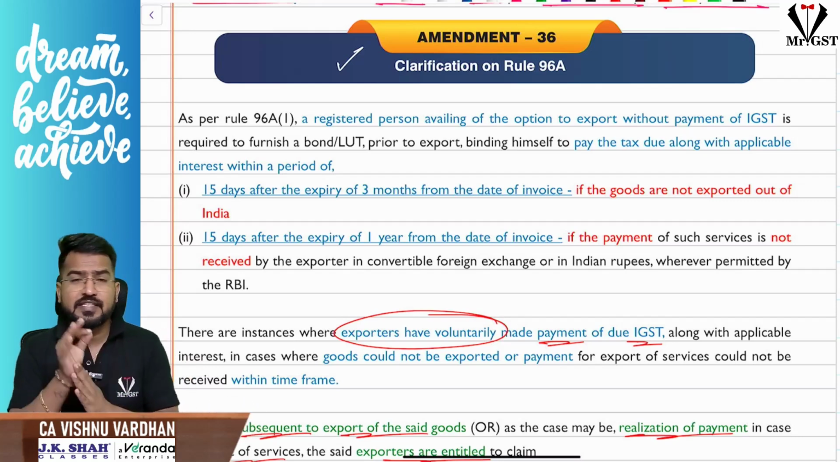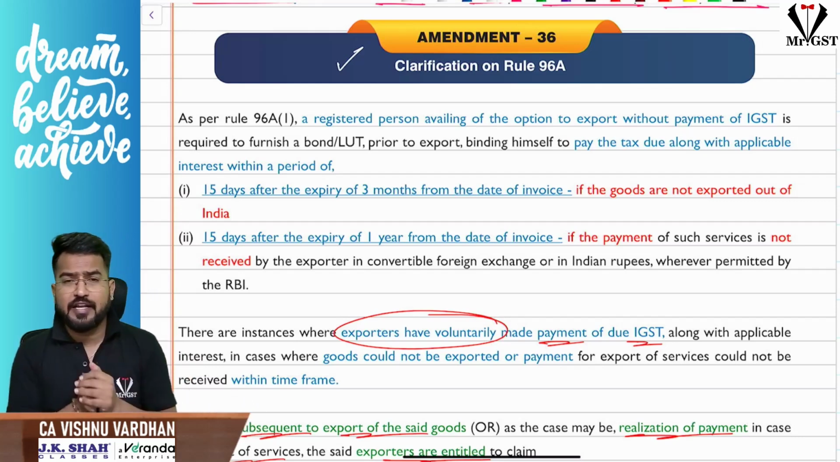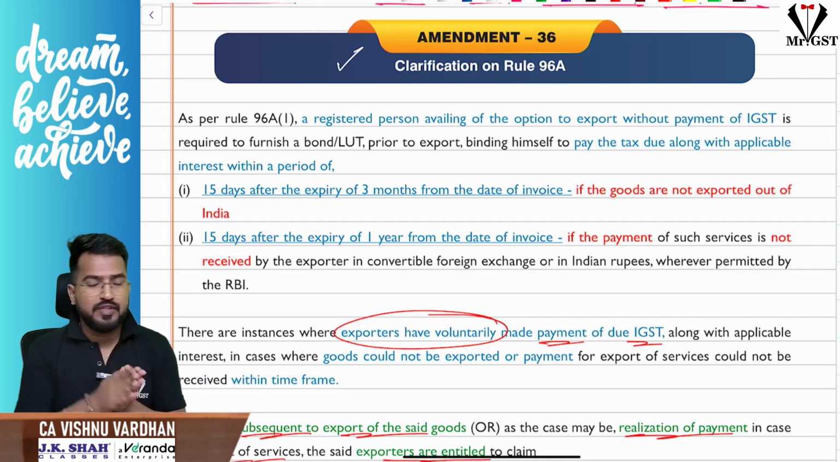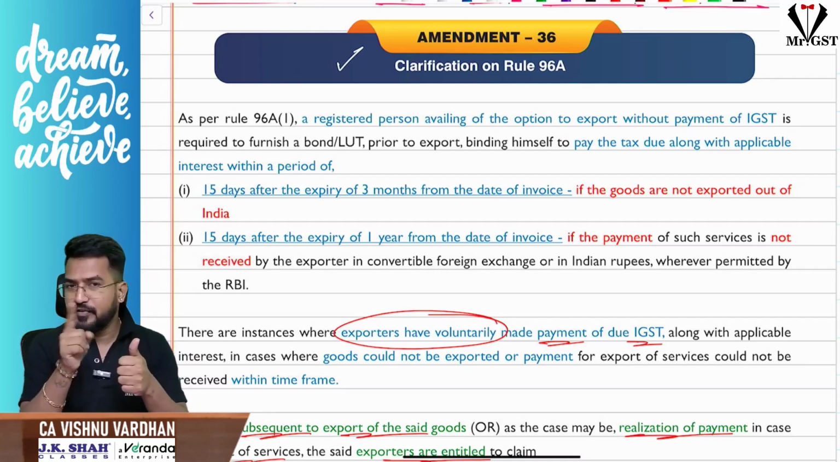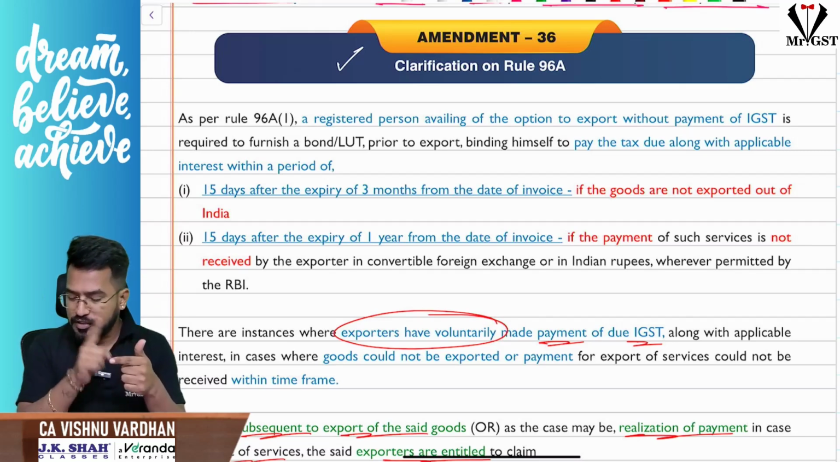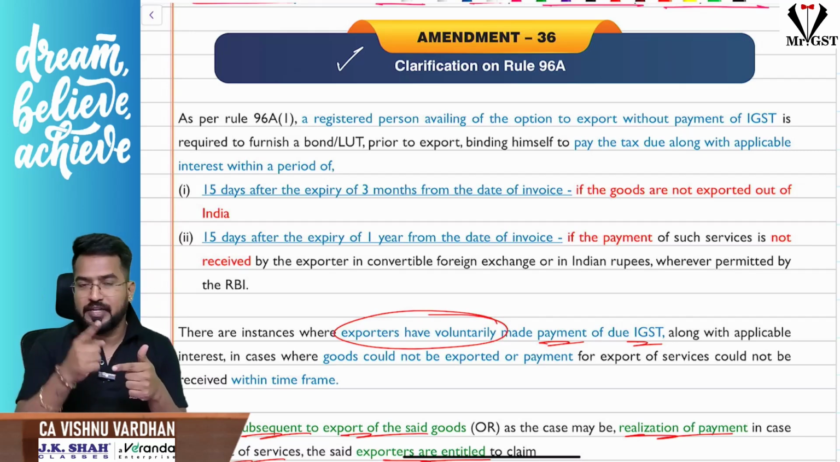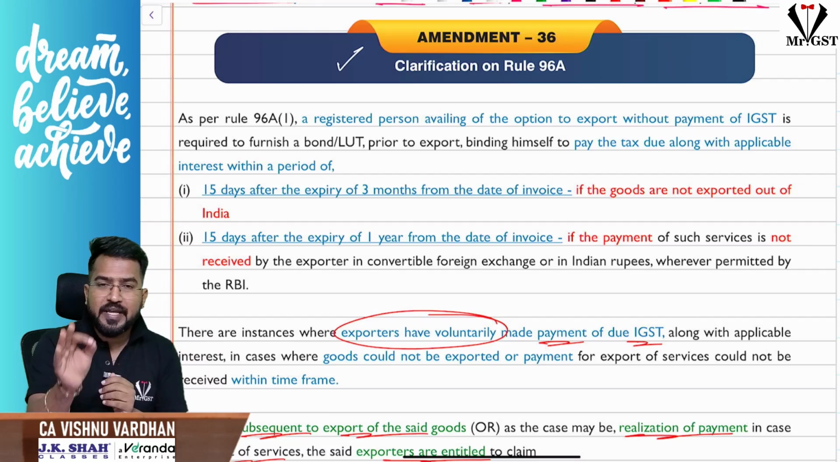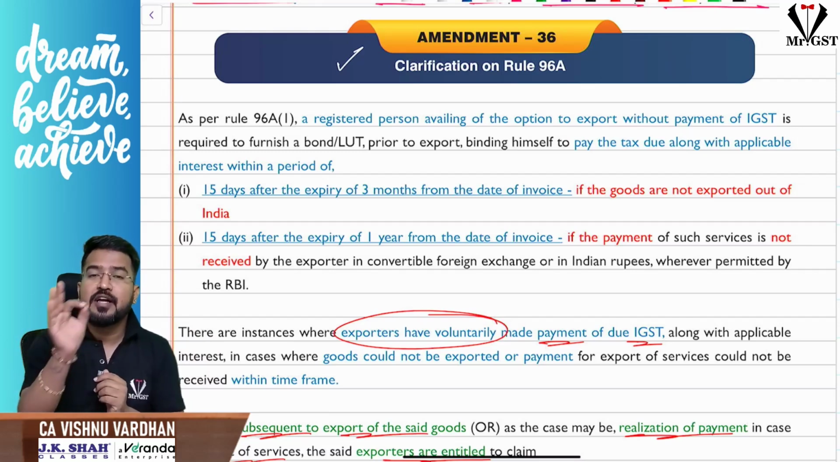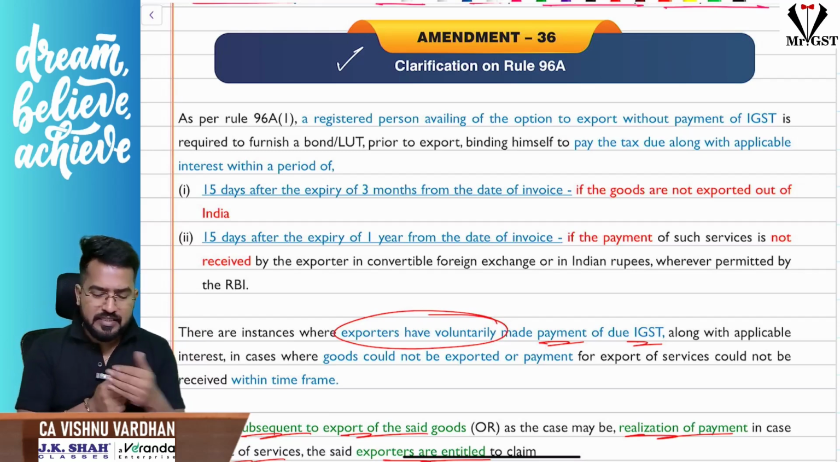The next one is a clarification in rule 96A. What is the clarification? Now see, when you are exporting goods or services without payment of tax, if it is goods, you should send the goods outside India within 3 months from the date of invoice. If it is services, you should have received the consideration within 1 year from the date of invoice. If these conditions are violated, within 15 days from the date of expiry of those conditions, you should pay the IGST on exports along with interest of 18%. Okay, that we have just seen.